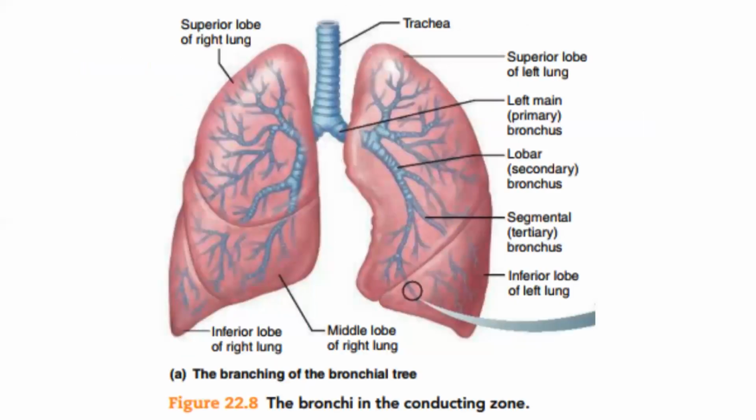Right, so these are the bronchopulmonary segments, and the trachea divides into the right main bronchus and left main bronchus. The right lung has 3 lobes, the left lung has 2 lobes. In the superior lobe of the right lung, we have 3 segments, each with its own bronchus. In the middle lobe, we have 2 bronchopulmonary segments, each with its own tertiary bronchus, and in the inferior lobe we have 3 segments, each with its own tertiary bronchus, and the same thing for the left lung.